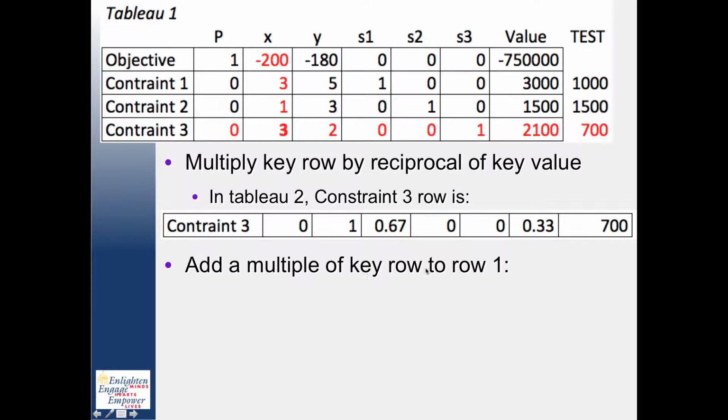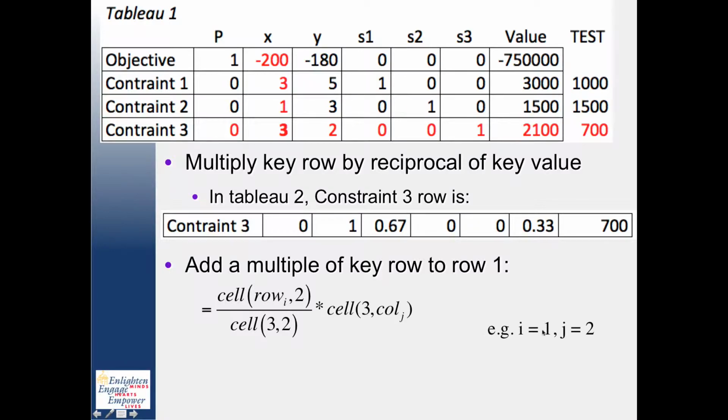So the multiple of the key row to row 1. So the multiplier is this, and then this just represents the third row. That's the key row. That's the third row, and then each column changes, right? So let's say, for example, we're interested in the first row, second column. So I want to see what does this equal when I transform it.